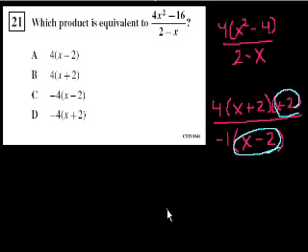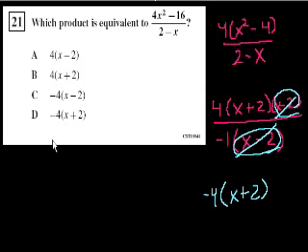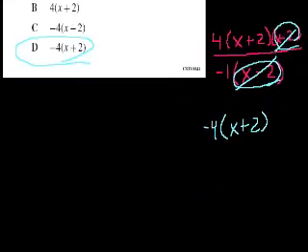If we assume that x does not ever equal 2, because x equaling 2 would make this an undefined statement since you can't divide by 0, we could cancel those out, and then we have 4 divided by negative 1, which is minus 4 times (x plus 2). And that is choice D. Choice D. Next question, 22.